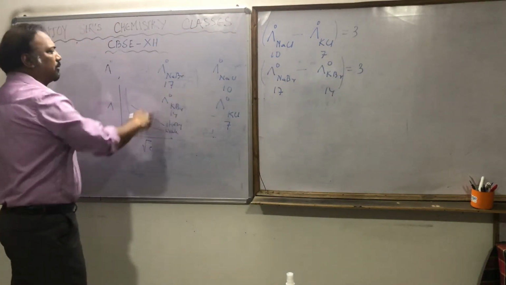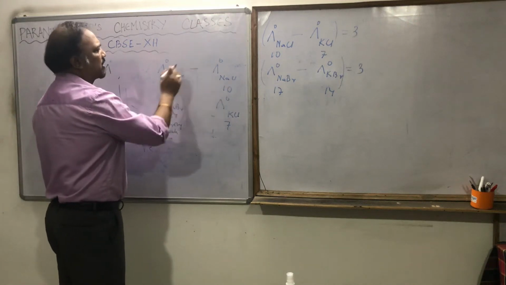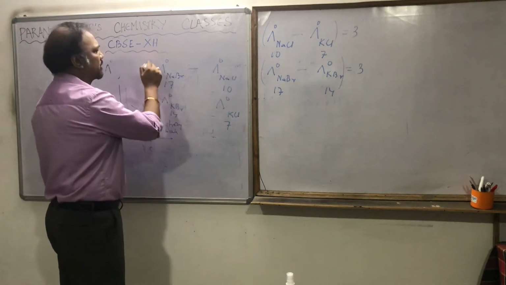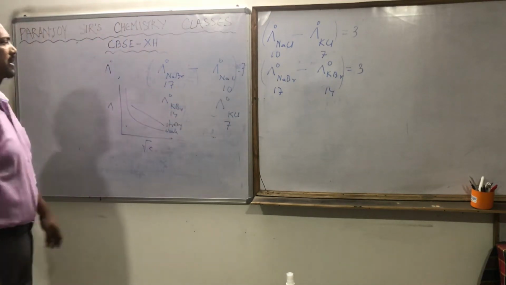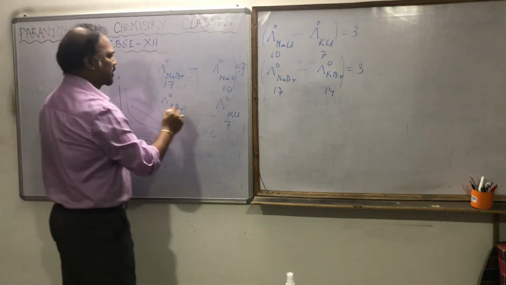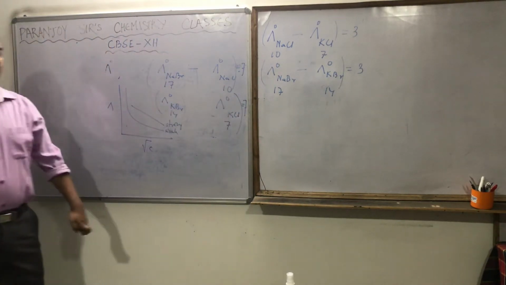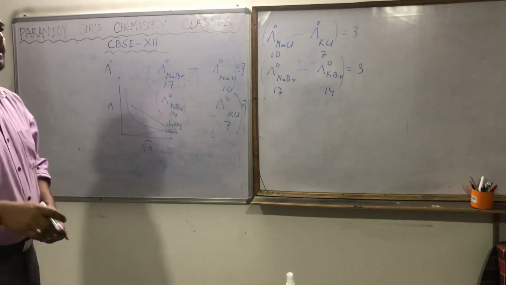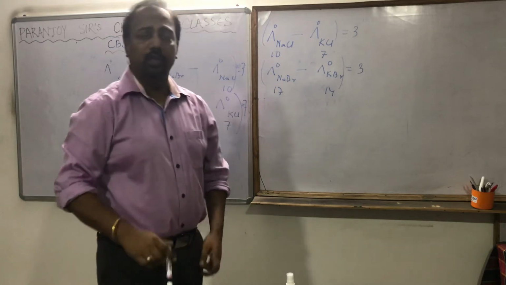Yes. Now come over here. These values are all different, but if we see the difference between lambda 0 sodium bromide and lambda 0 sodium chloride, how much is it coming at? It is coming at 7, right? 17 minus 10, 7. Here also, lambda 0 potassium bromide minus lambda 0 potassium chloride is also coming as 7. So the values are all different, but certain differences are the same. Why so? He was there.